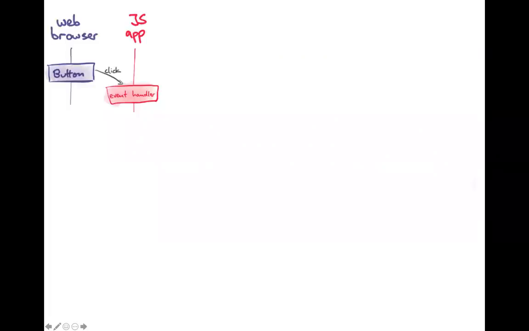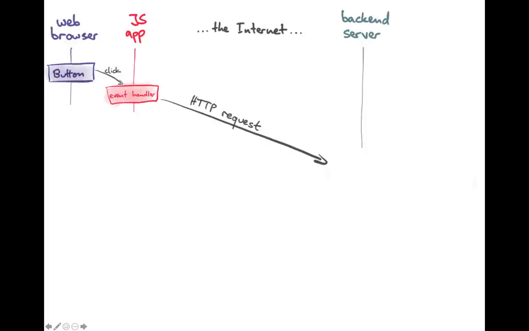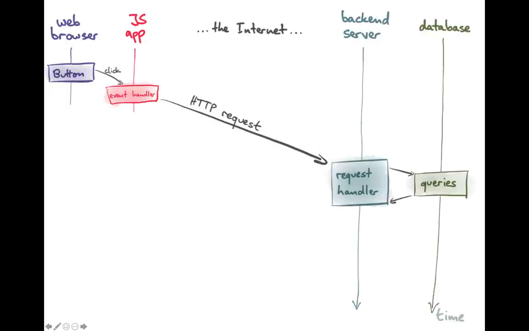Let's say you have a user interacting with some application on a web browser. The user clicks a button, this button press gets handled by some JavaScript event handler, which then decides that it needs to store some data on the server. So it makes an HTTP request to some server, which then executes some code and maybe does some database queries. And all along, while the server is doing that, the web browser is just waiting, showing a spinner, waiting for a response from the server.